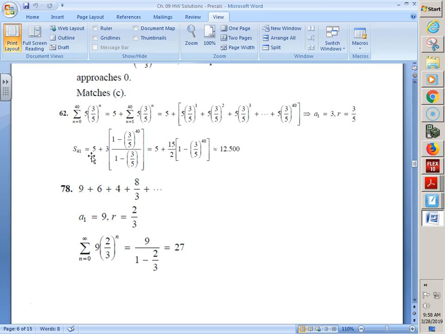Which one? Oh, what is that one? Is it the factorial, that one? Yeah, factorial.